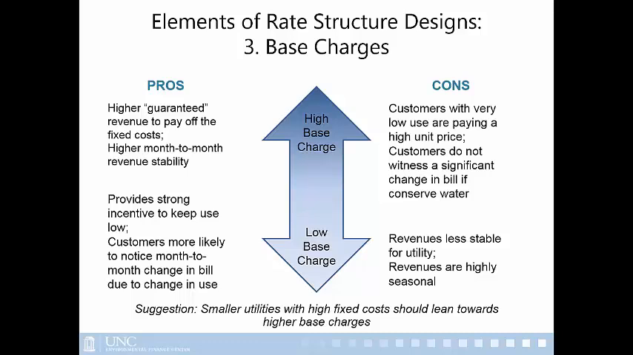You can count on this money, for the most part. You can count on this money every single month, and that's what provides your revenue stability. So the higher the base charge, the better it is for the utility. Of course, the higher the base charge, the less affordable the bill becomes for the customer. So there's the other side of the equation.